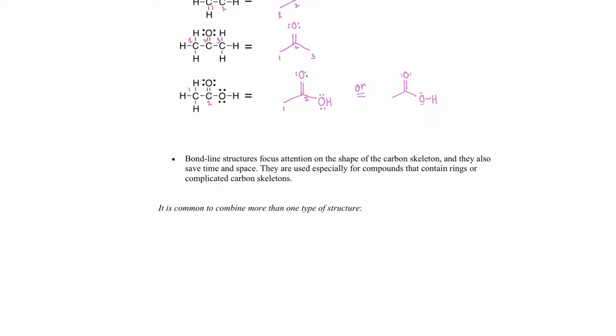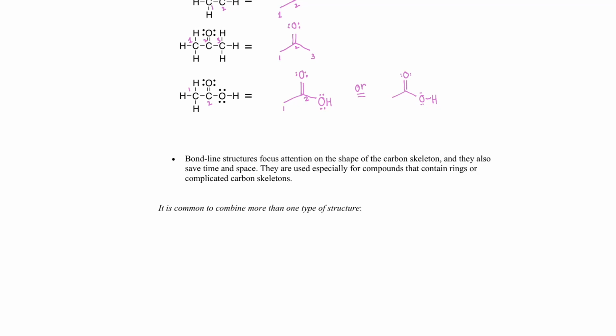So these bond line structures focus attention on the shape of that carbon skeleton, and they also save time and space. They're very, very useful for very complicated compounds, so compounds that contain rings or compounds that have a lot of branching. If you use skeletal or bond line structures, there's not really any room for confusion.